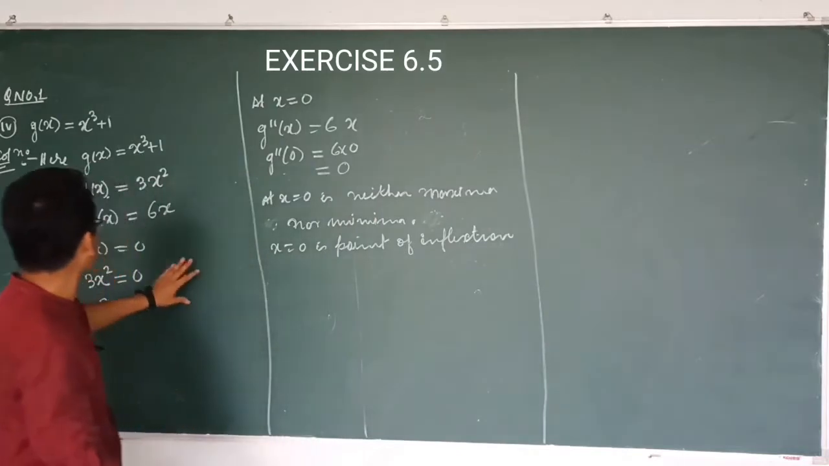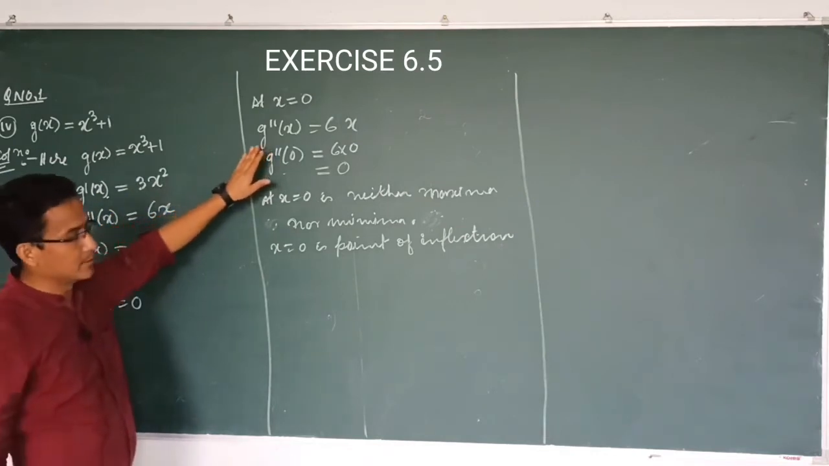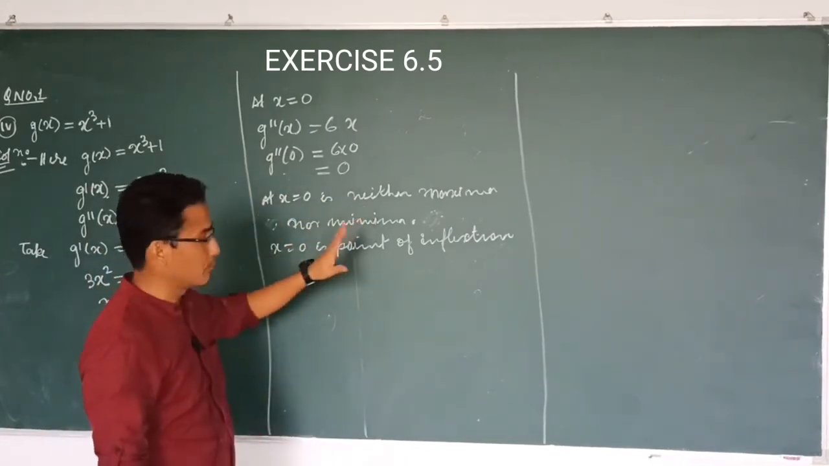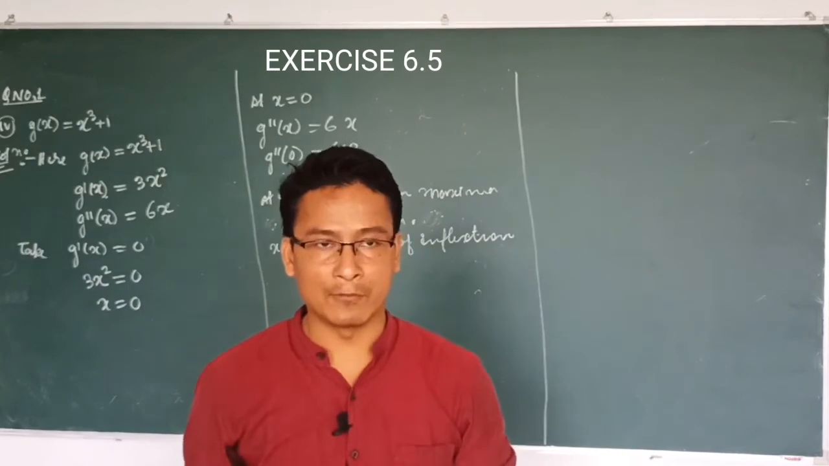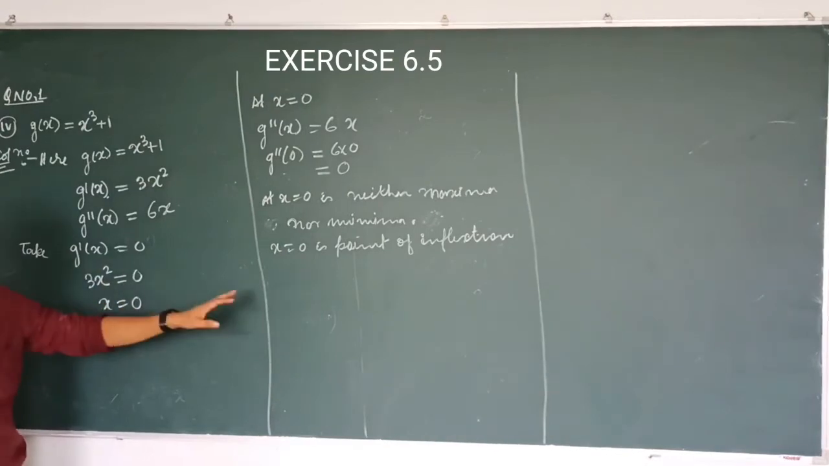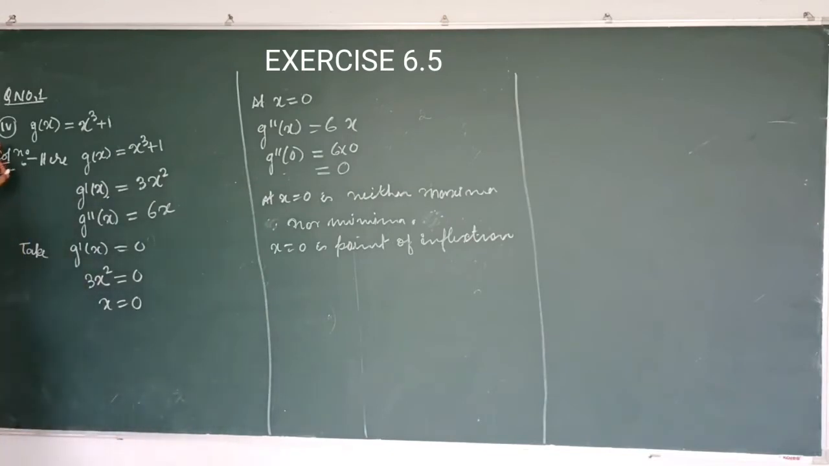Clear? Once again, this is a little different. We take the function g of x and differentiate first time and second time. We take g dash x equal to 0 and find the critical point. Now we take the critical point and put it in the second order derivative, then we get 0. If you get 0, then we don't say it's maxima or minima. So that point we consider as the point of inflection. If greater than 0, we call it minima. If less than 0, we call it maxima. Clear? So this is question number 1, Roman number 4.